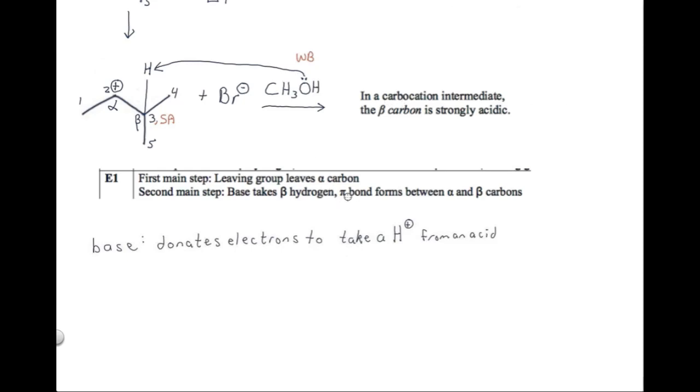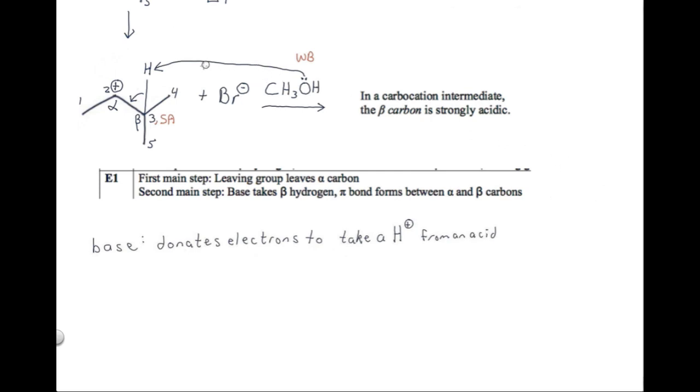We also need to draw the arrow that shows the pi bond forming between alpha and beta carbons. So remember that when the hydrogen forms a new bond to this oxygen, that's going to free up the electrons in this bond. And we're going to use the electrons in that bond to form a pi bond between our alpha and beta carbons. Remember, to show that we're making a pi bond, the head of the arrow should be between carbon 2 and carbon 3. Do not draw the head of the arrow pointing directly to carbon 2. That would not show the creation of a pi bond. The head of the arrow goes between carbon 2 and carbon 3 to show creation of a pi bond between the alpha and beta carbons.